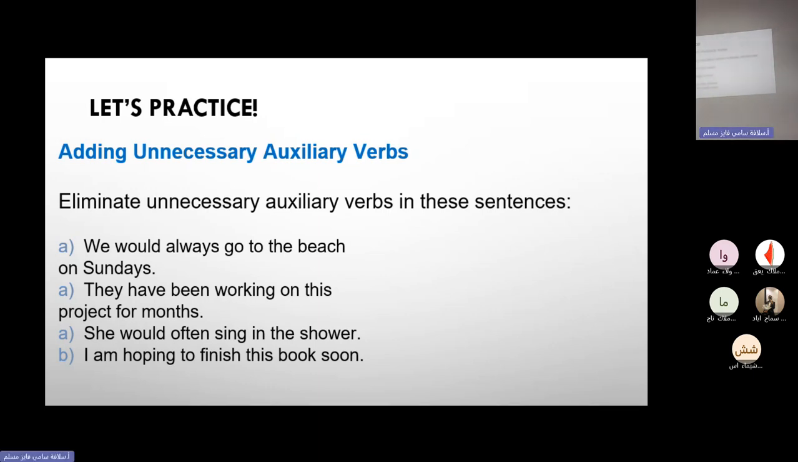All right, voila. Do the first. Yes. Okay. We would always go to the beach on Sunday. We would, okay, شو بتصير؟ We always go to the beach on Sunday. Yes. يلا يا ولاء اللي عندك.